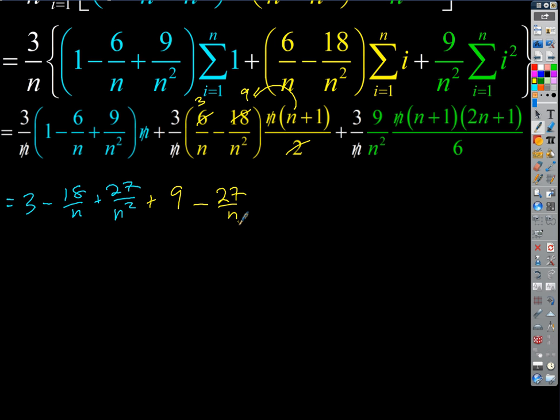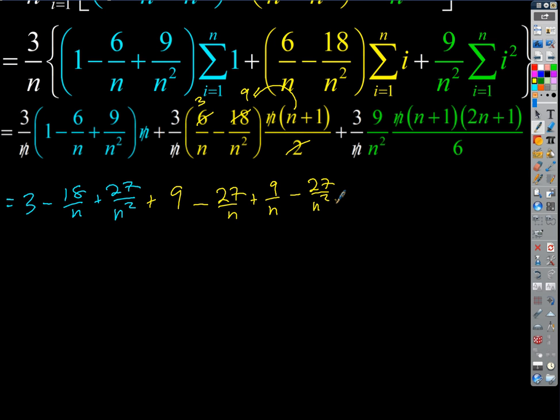What happened to the plus one in that? Now we'll distribute the 1. If I distribute the 1, I'm going to get plus 9 over n, minus 27 over n squared. Okay, questions on that?